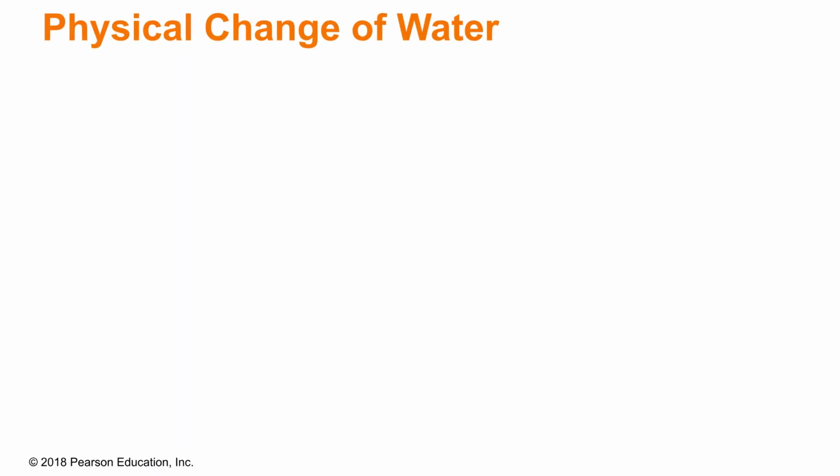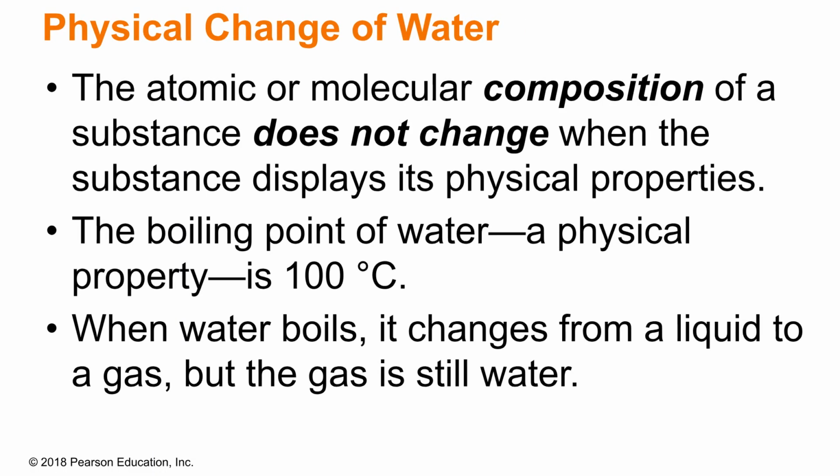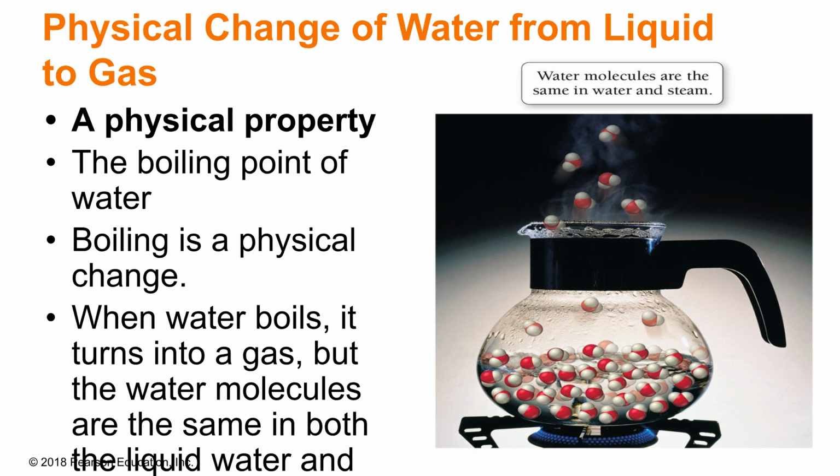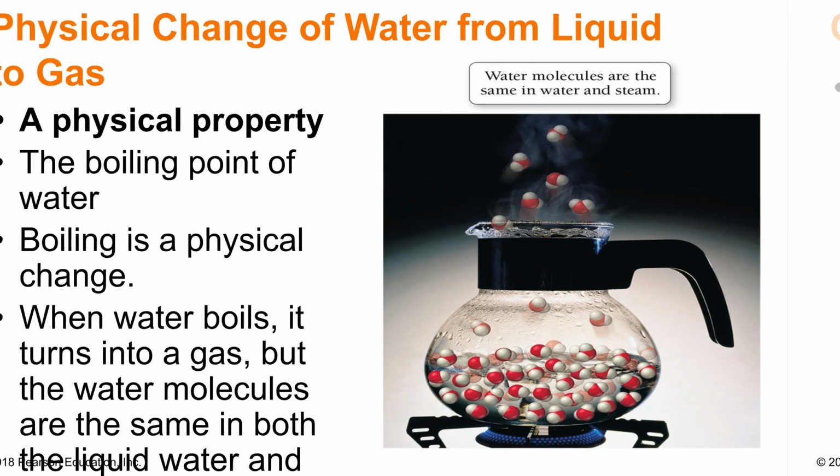Let's explore the physical change of water. The atomic or molecular composition of a substance does not change when displaying its physical properties. When water boils at 100 degrees Celsius, it changes from a liquid to a gas, but it is still water. Boiling is a physical change. When water boils, it turns into steam, a gas, but the water molecules remain the same in both the liquid water and the gaseous steam.